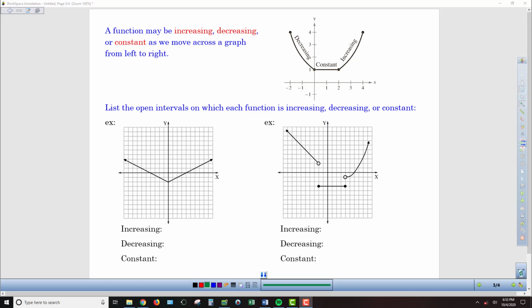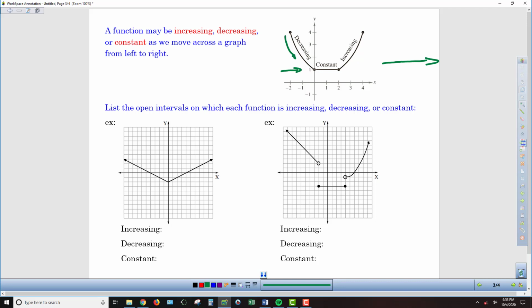We can describe a function as either increasing, decreasing, or constant as we move across a graph from left to right. And that's key. We always have to be considering what is happening with the y values, what's happening with the outputs as we move across in a left to right direction. So in the example that we see here, as I move across from left to right, my y values are going down. So that's why we say that that first branch is decreasing.